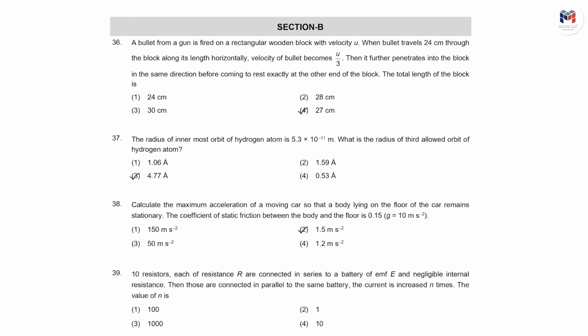Question number 39. 10 resistors, each of resistance capital R, are connected in series to a battery of EMF capital E and negligible internal resistance. Then those are connected in parallel to the same battery. The current is increased n times. The value of n is, the answer is option number 1, 100.